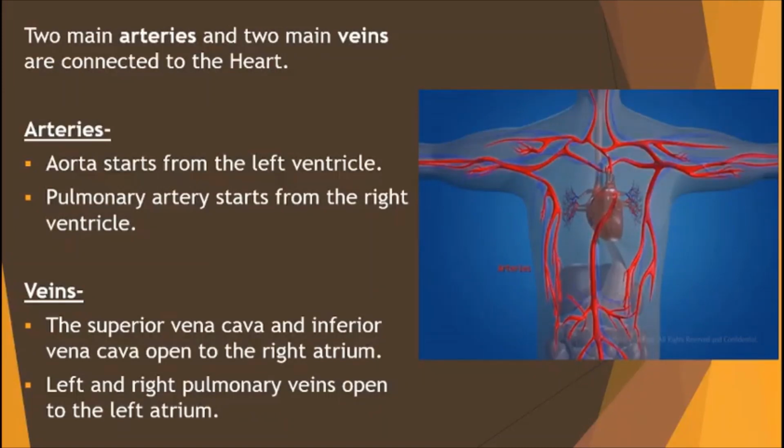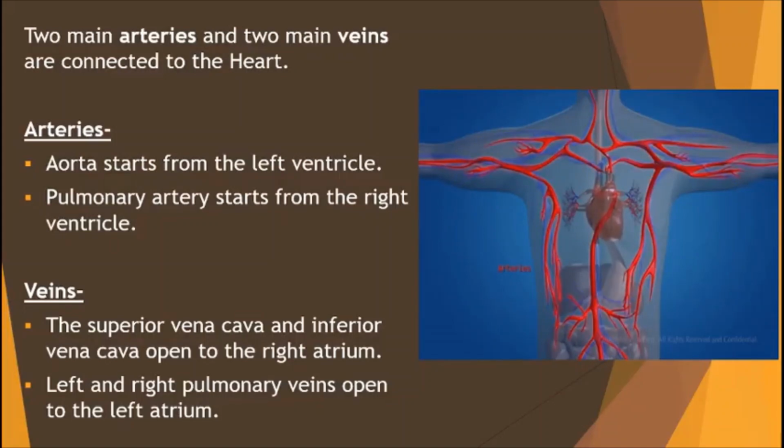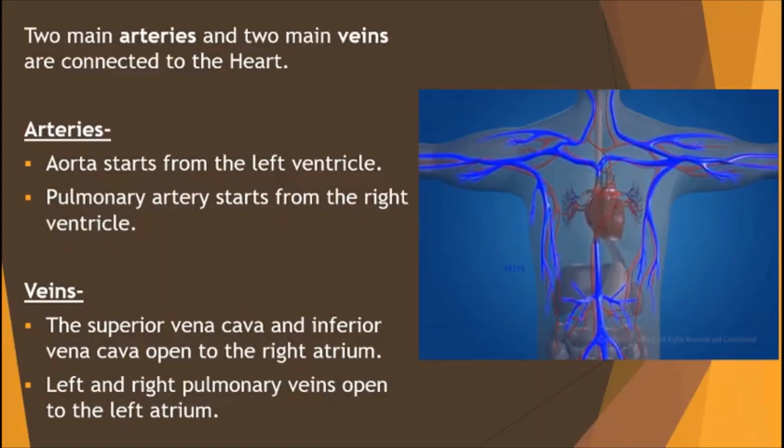The superior vena cava and the inferior vena cava are the largest veins in our body. They open to the right atrium. Left and right pulmonary veins open to the left atrium. There are 4 pulmonary veins.